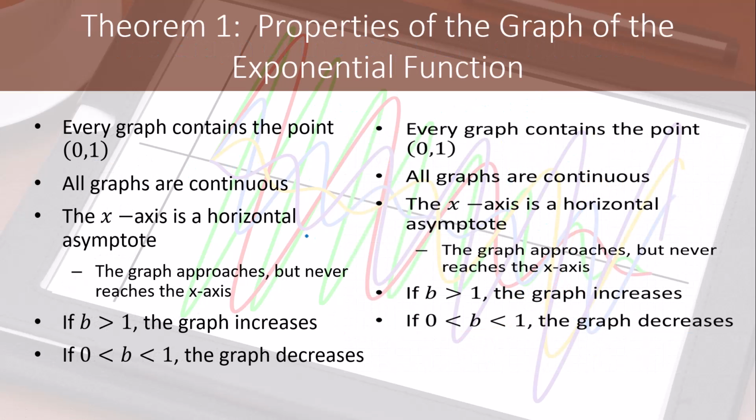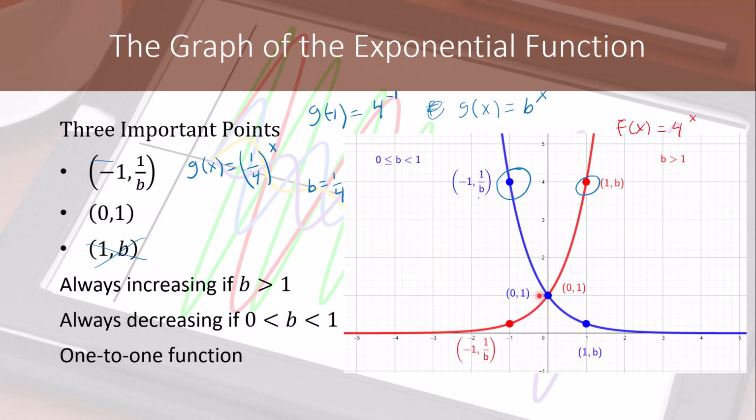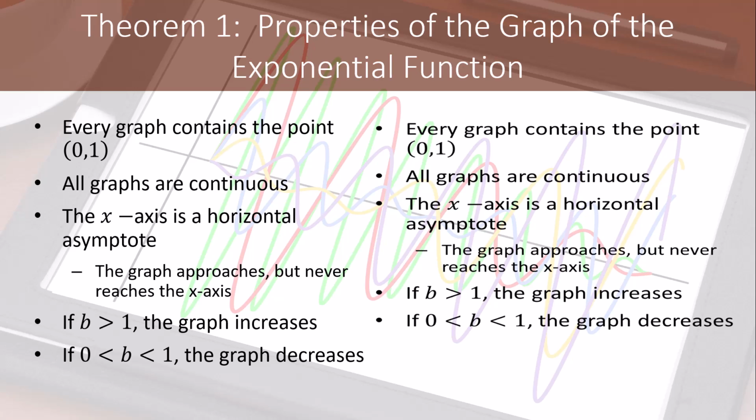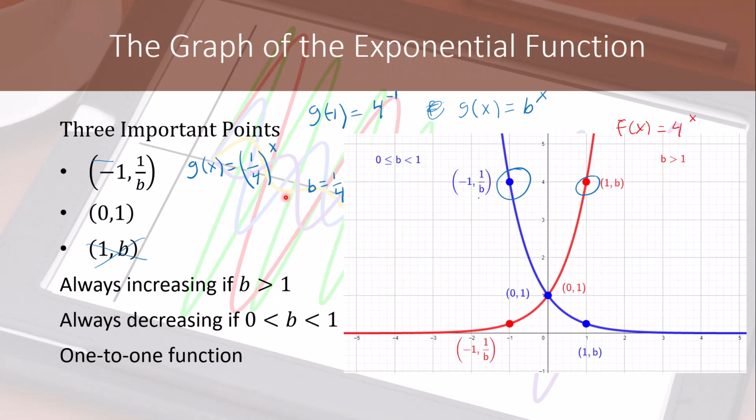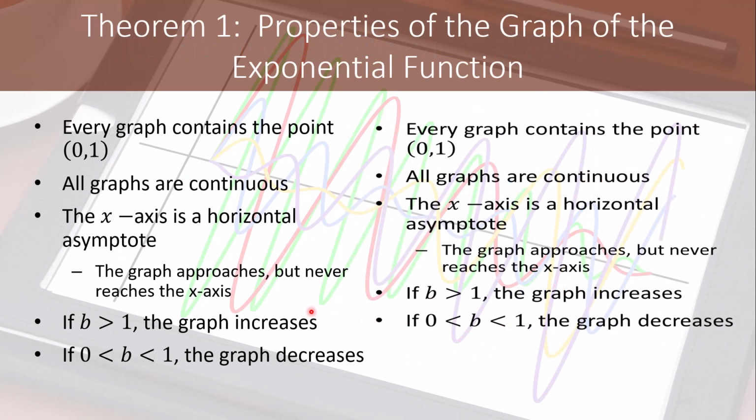Every graph will always contain the point (0, 1). You can see that right here. All graphs are continuous, and basically what that means is that when you try to sketch the graph, you never have to pick your pencil off the page to do that. There's always a horizontal asymptote, which is the x-axis, and that basically means that the graph always gets very, very close, but never actually touches the x-axis.